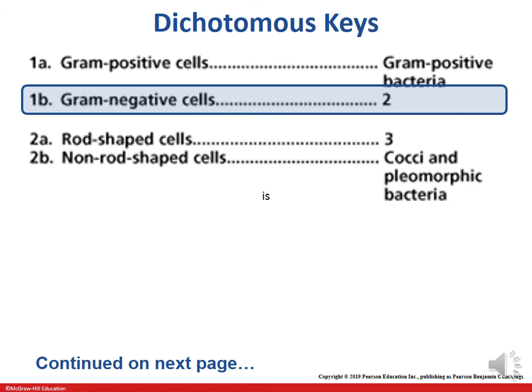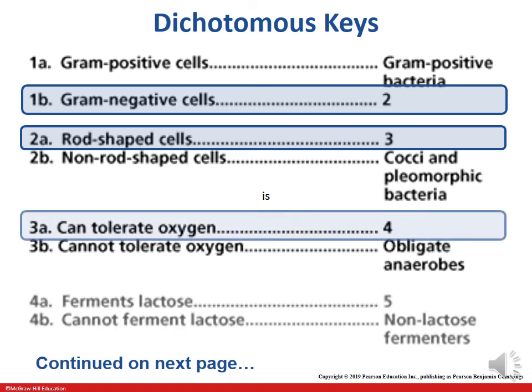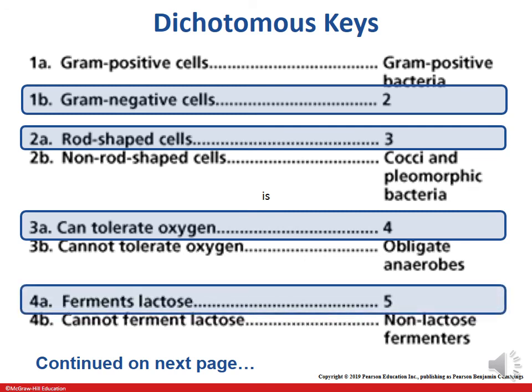So in this case, a bacillus, we want to go to question number 3. Can it tolerate oxygen? Can it not? Well, in our data, we're told that it is an aerobic bacteria. So we want to go to question number 4. Lactose, can it ferment lactose or can it not? And in this case, look at the symbol that they put, lactose positive. That means it can ferment lactose. So we need to go on to question number 5.